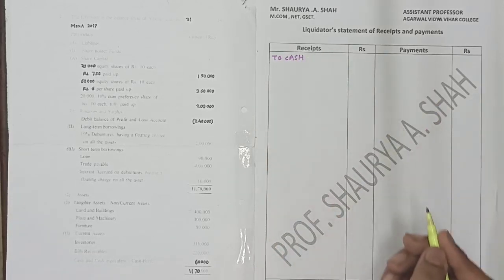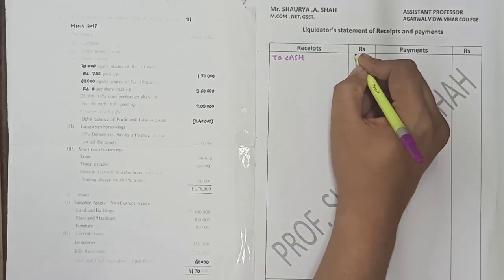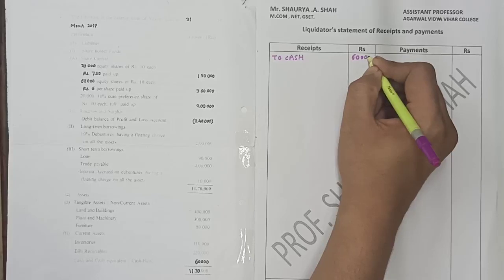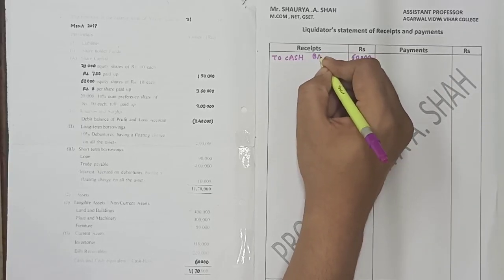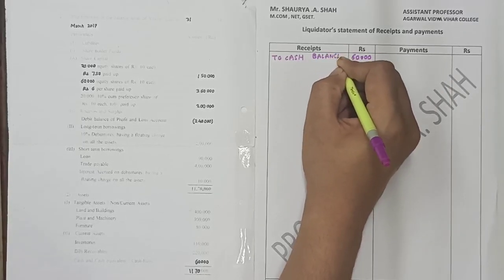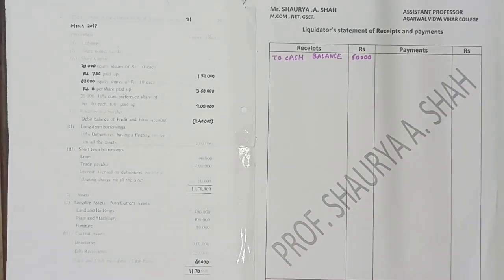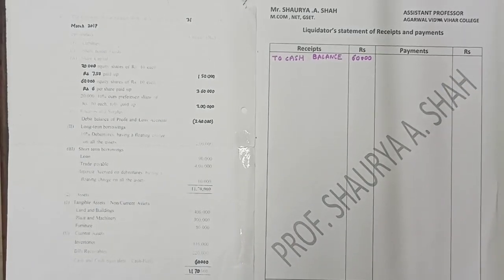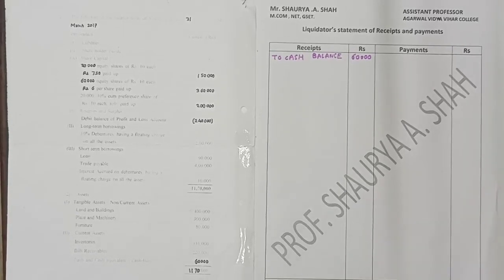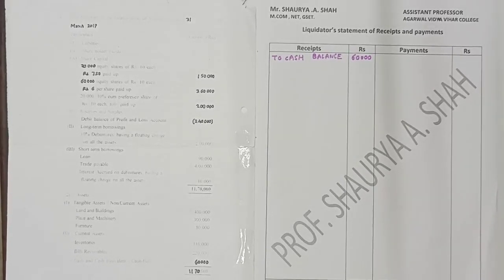cash, 60,000 rupees. Right. I'll write down rather cash balance so that you come to know. To cash balance 60,000 rupees. Right. Hope it's clear to each and every student. 60,000 rupees. Next is, you always write down the assets which are realized.